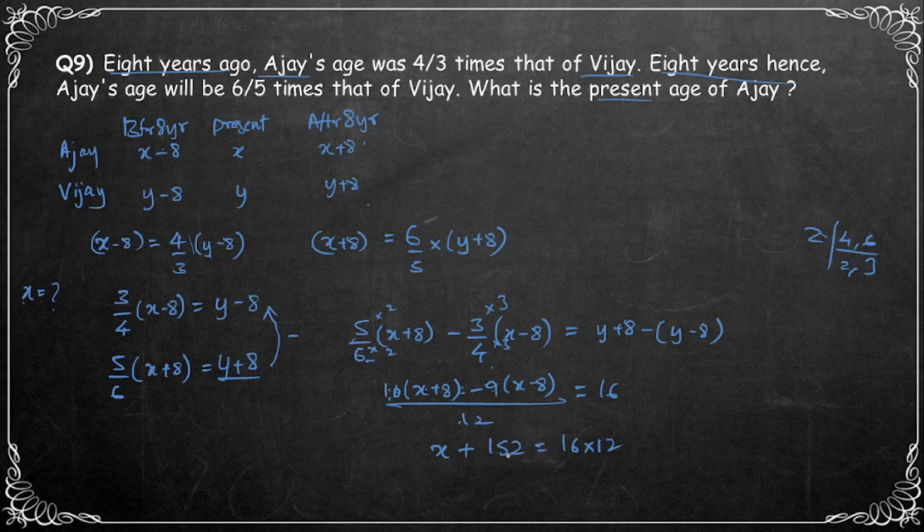Now, x is equal to 16 into 12, so we can write it like, if we are not sure, 10 plus 2, right? 16 times 10 is 160, 16 times 2 is 32. So 192. 192 minus 152, which is 40. So answer is 40 years.